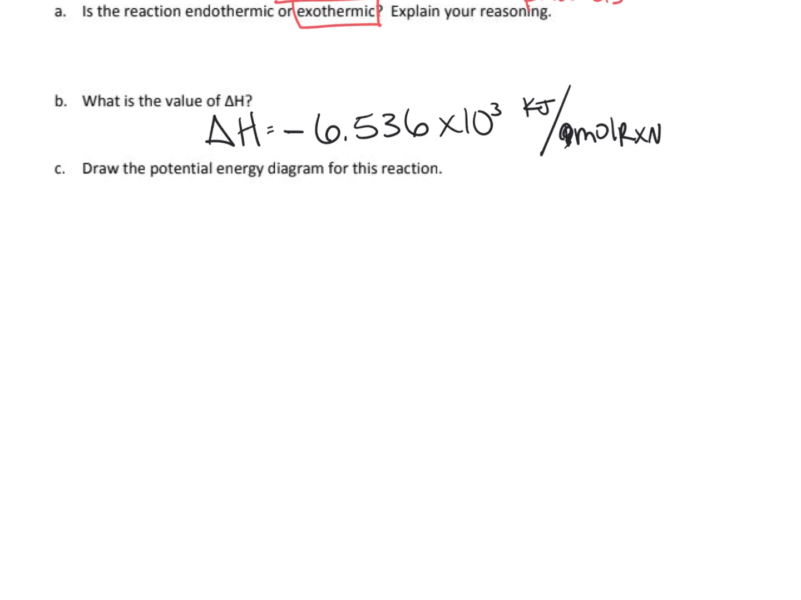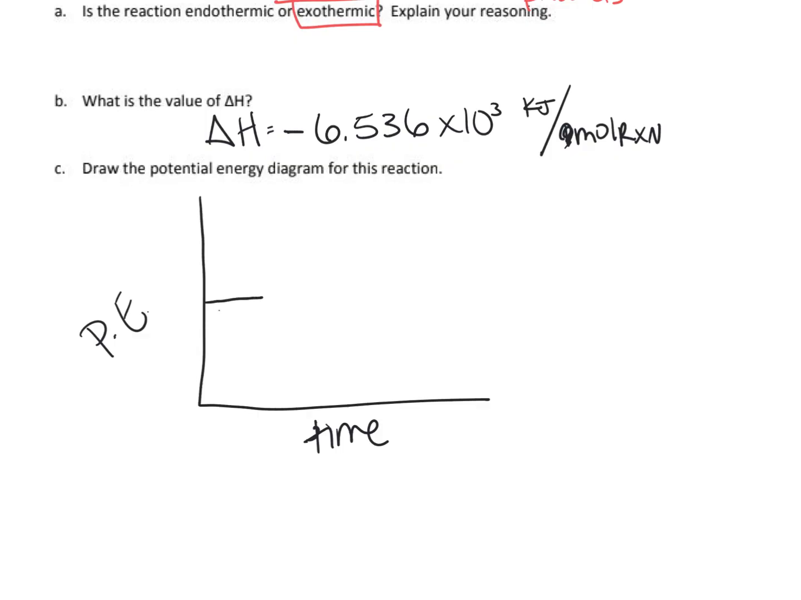All right, it wants us to draw a potential energy diagram. So my time is going to go on the x-axis, and my potential energy is going to go on the Y. So we're just going to choose anywhere that we want to start our reactants. It's going to start as a straight line because originally the reaction is not occurring. It is just staying stable. And we are going to add our activation energy. So every reaction is going to have this increase with activation energy.